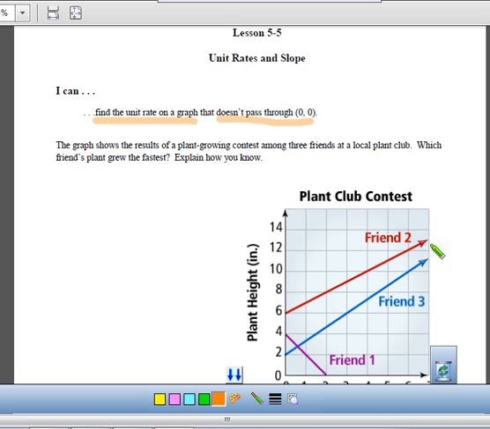You'll see the graph. The graph shows the results of a plant growing contest among 3 friends at a local plant club. I don't know if I've ever heard of such a thing, but let's pretend it exists. Which friend's plant grew the fastest? Explain how you know.